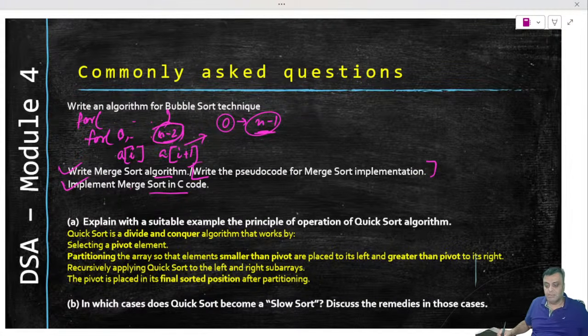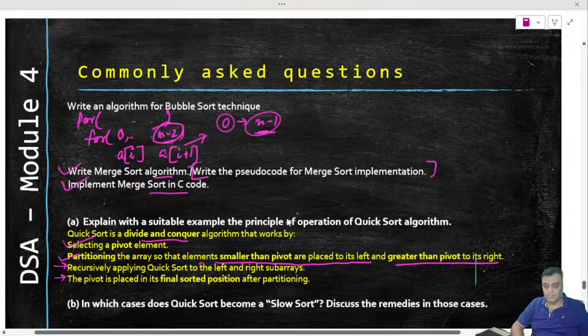Explain with a suitable example the principle of quicksort. I told you, right, quicksort, they might ask you what are the steps. So it is a divide and conquer. You will need to select a pivot. You will need to partition so that smaller items are placed to the left, greater items are placed to the right. That is what I have discussed time and again, and then recursively solve it. So you know the process, explain it point-wise.